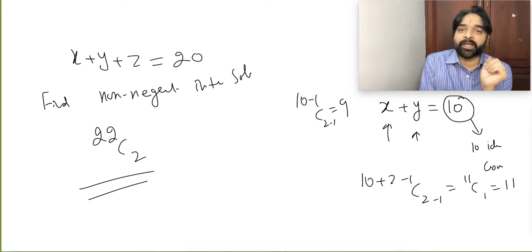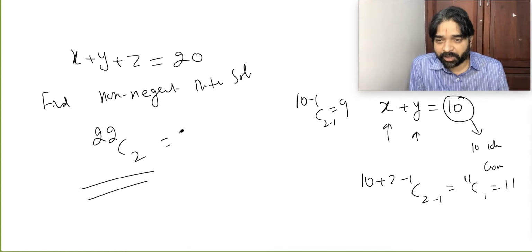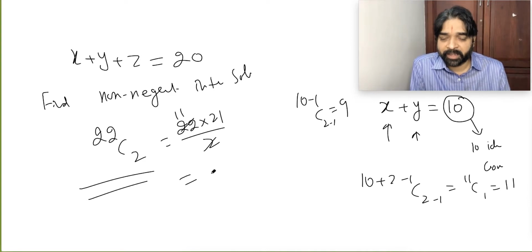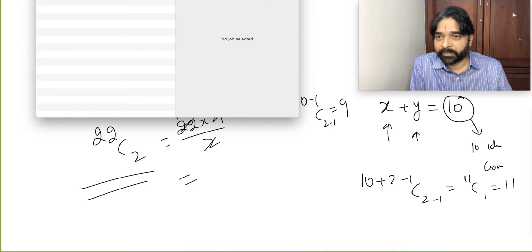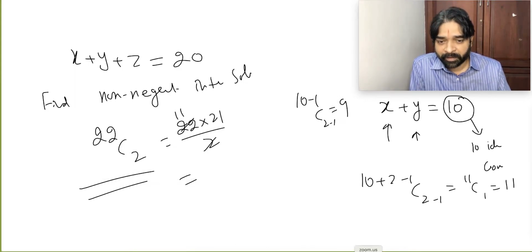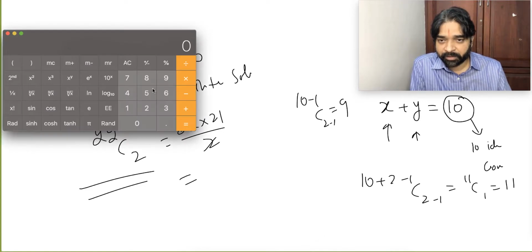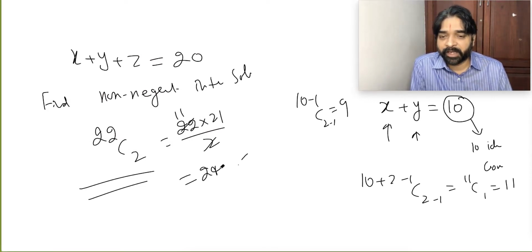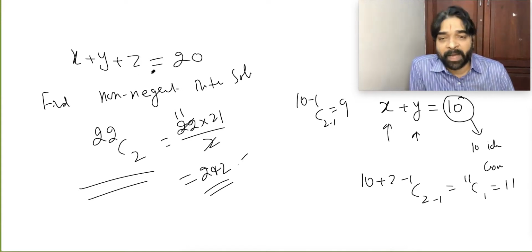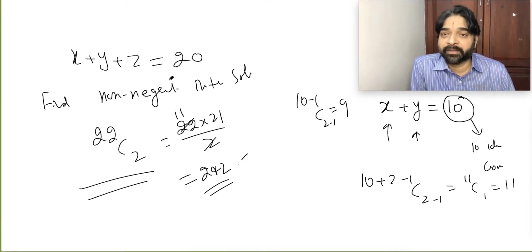Easily you can understand it's a big number. How big? That you can also answer: 22 into 21 by 2 means 11 into 21. How much? I don't know, I have to use a calculator. One minute. Calculator. 22 into 11, 242. Easily you can understand, if you had to do it manually, you would have to make 242 cases. That's why we take the help of all this. Is it clear to everybody?